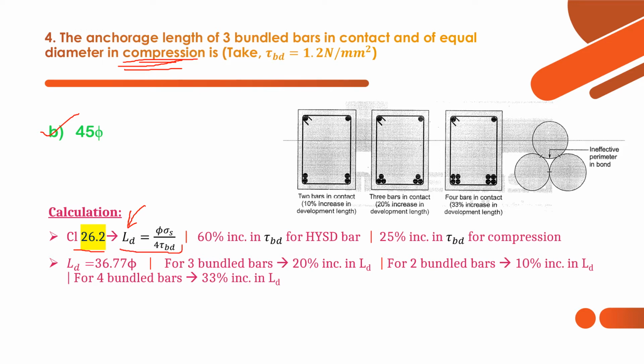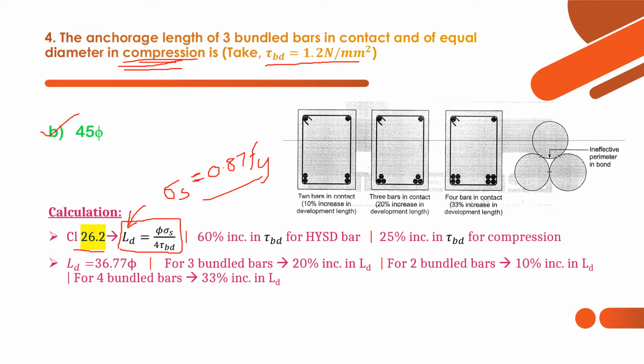So Ld is given here: Ld is equal to phi into sigma s divided by 4 tau bd. So what is phi? Diameter of bar. What is sigma s? Sigma s is nothing but 0.87 fy. What is fy? Yield strength of bars. For example, if you use Fe 415 bars, then fy, that is yield strength of the steel reinforcement, shall be 415 Newton per mm squared. So this is how we calculate the sigma s value. And what is tau bd? Bond strength. And they have already given in the question the tau bd value as 1.2 Newton per mm squared. Here they have mentioned compression.